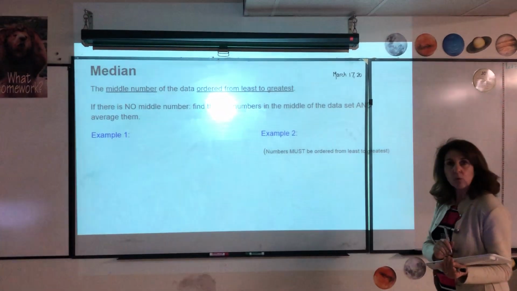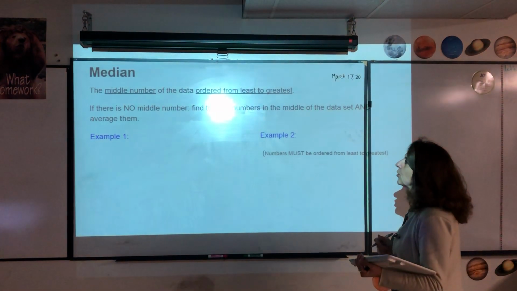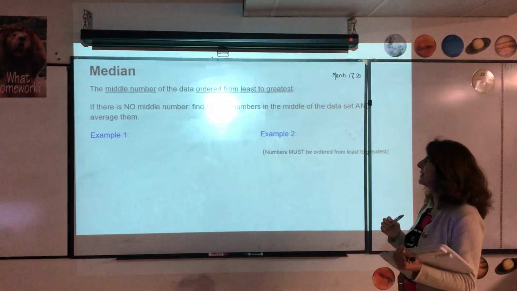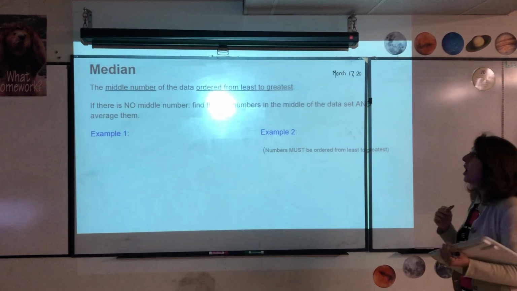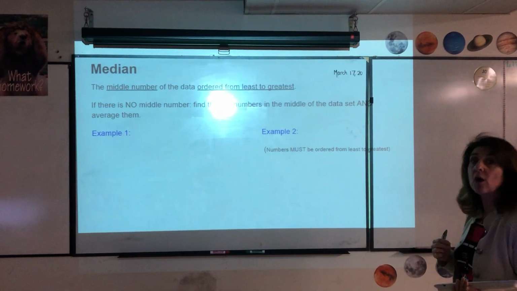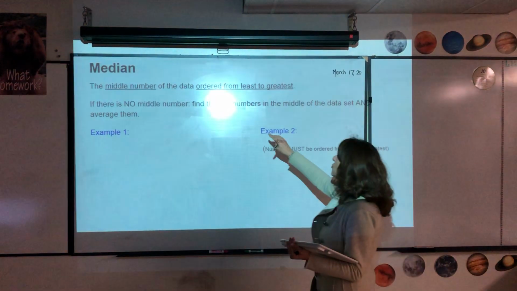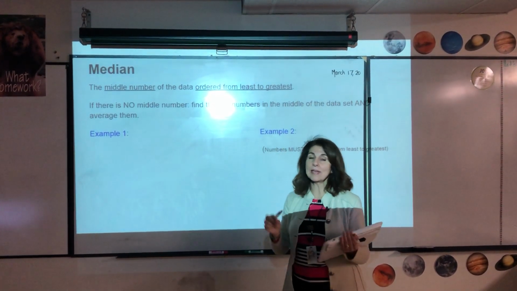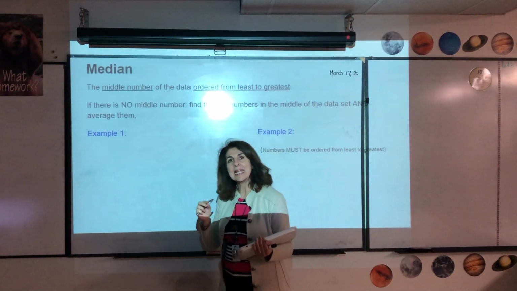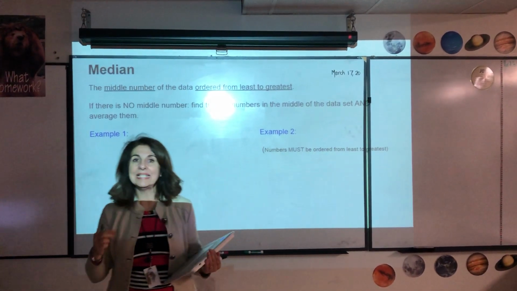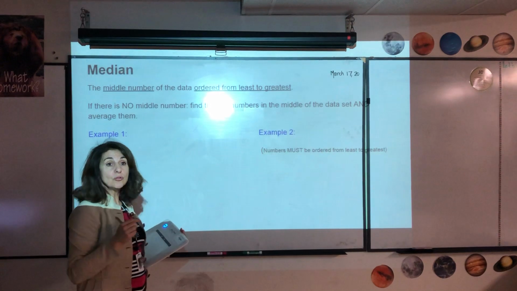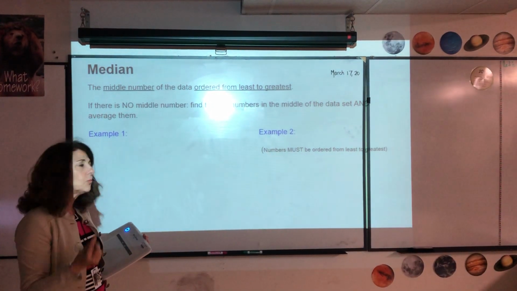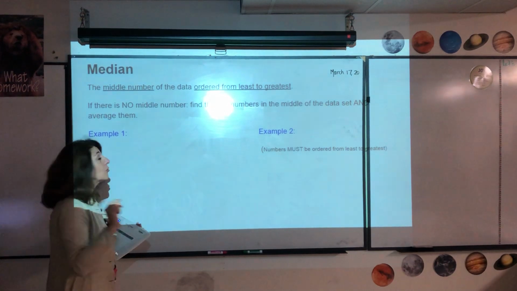The next one that we're going to work with is the median. The median is the middle number, which means, of course, the number that is in the middle of the data ordered from least to greatest. This is information that you cannot forget. The numbers need to be ordered from least to greatest. If you don't do that, then your median is going to be wrong, and we do not want that. We want it all correct.